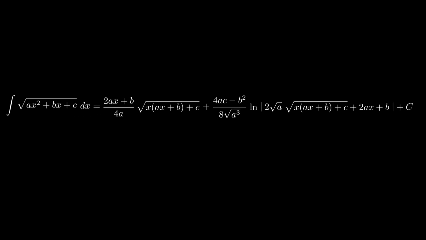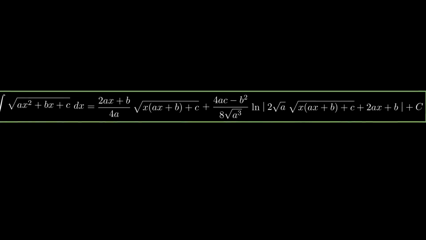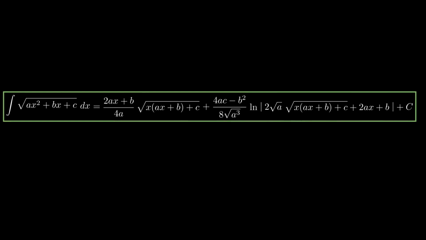Here is the result. The integral of the square root of ax squared plus bx plus c dx is equal to 2ax plus b over 4a times square root of ax squared plus bx plus c, plus 4ac minus b squared over 8 times square root of a to the power of 3, times natural log of modulus of 2 times square root of a times square root of ax squared plus bx plus c, plus 2ax plus b, plus a constant c.